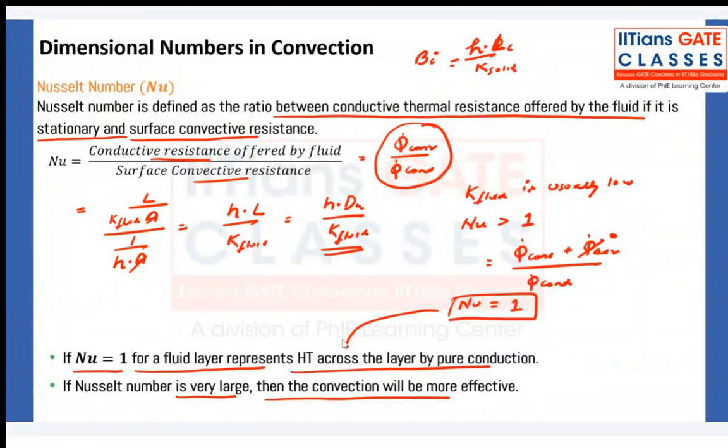Okay, so if it is equal to 1, it simply means that only conduction heat transfer is taking place. So what is the physical significance of Nusselt number? It is going to tell you which of the phenomena is dominating in the fluid heat transfer, conduction or convection.